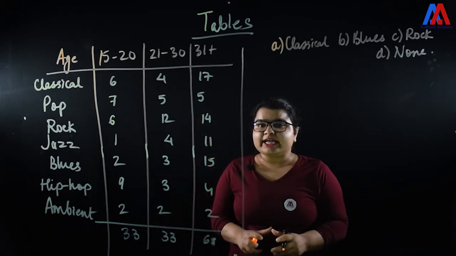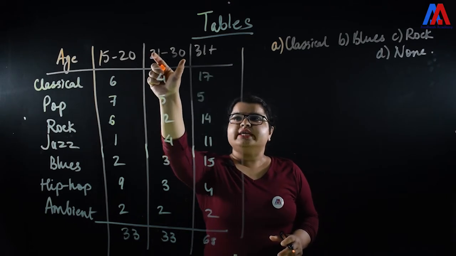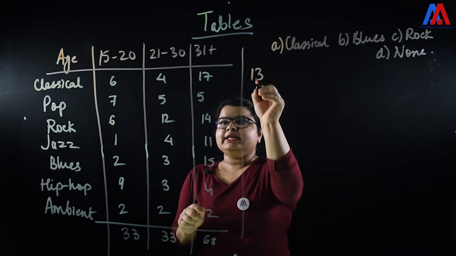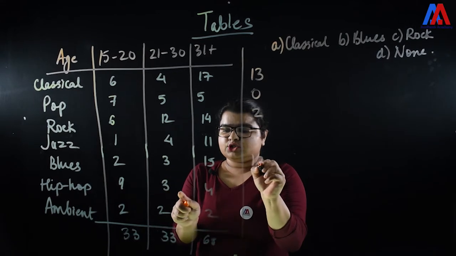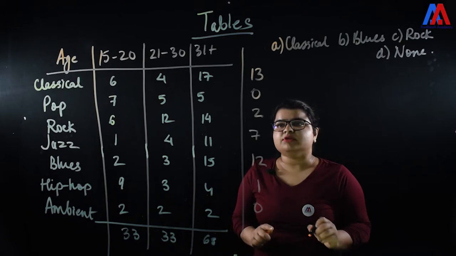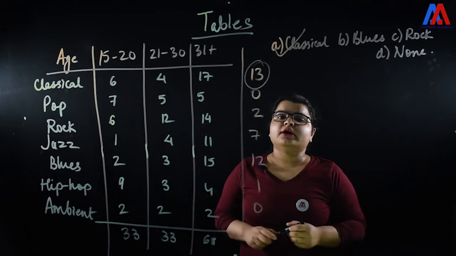So here we need to take the difference between the people who are above 31 and of the age group 21 to 30. So here the difference would be 13, here it is 0, here it is 2, here it is 7, then here it's 12, then here it's 1 and here it's 0. So your maximum difference is with classical, thus A is your correct answer.